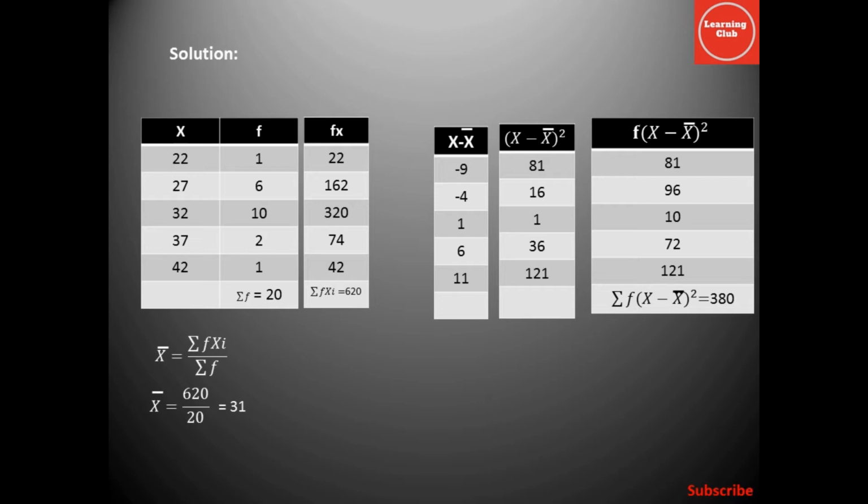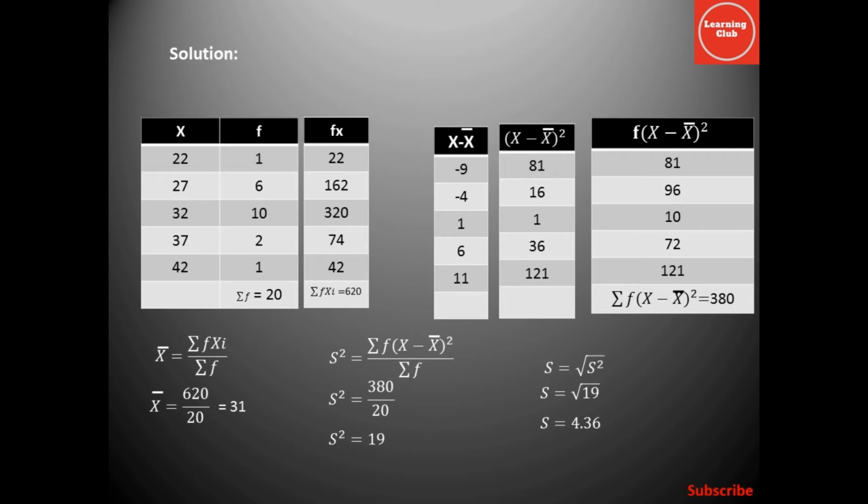According to the definition of variance, the formula of variance is s square is equal to summation f (x minus x bar) whole square divided by summation f. Putting the values, 380 divided by 20, the answer is 19. Now again, when you want to calculate standard deviation from this variance, just take the under root of this variance. So under root 19, the standard deviation is equal to 4.36.